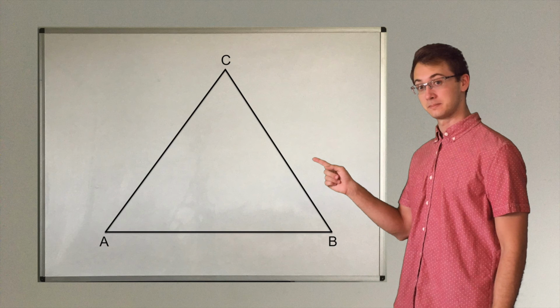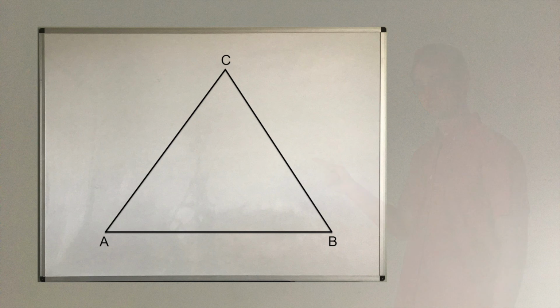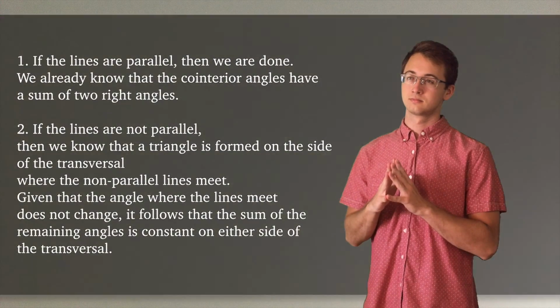As one can see, it does not matter if the lines are parallel or not. It also does not matter how the transversal cuts the lines. We can summarize the fifth requirement as follows. Number one: if the lines are parallel, then we are done. We already know that the cointerior angles have a sum of two right angles.